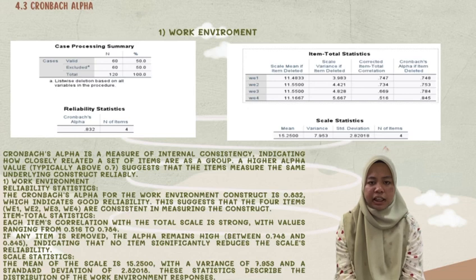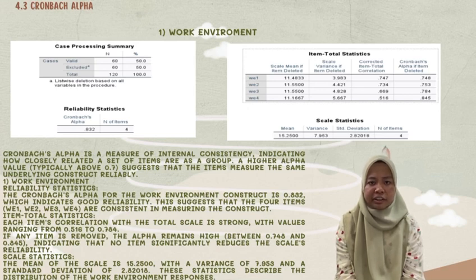Item-total statistics: each item's correlation with the total scale is strong, with values ranging from 0.516 to 0.784. If any item is removed, the alpha remains high, between 0.748 and 0.845, indicating that no item significantly reduces the scale reliability. Scale statistics: the mean of the scale is 15.2500 with a variance of 7.953 and a standard deviation of 2.82018.